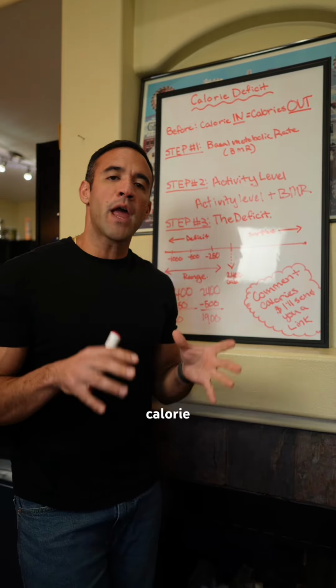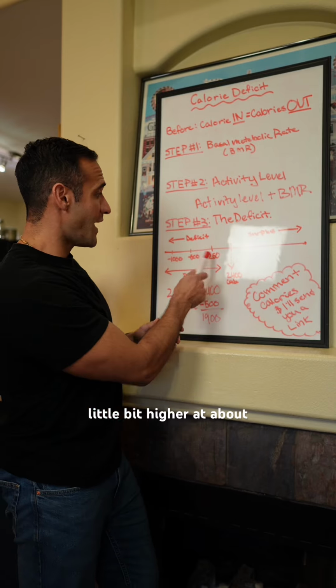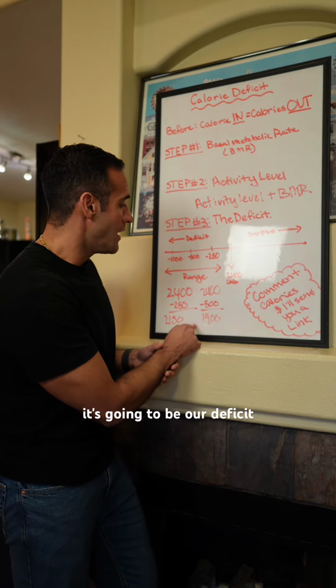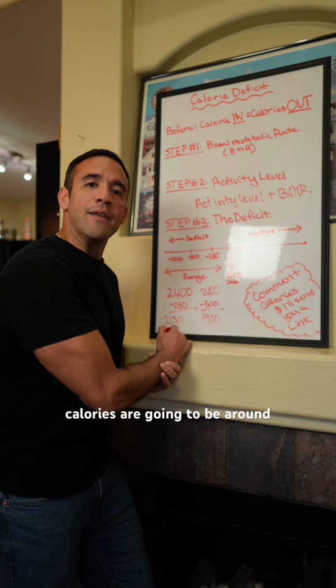You can see our example. Let's say we did a 250 calorie deficit on 2,400. Our calorie deficit calories are going to be somewhere around 2,150 calories. Or if we did it a little bit higher at about 500 calories, our deficit calories are going to be around 1,900 calories.